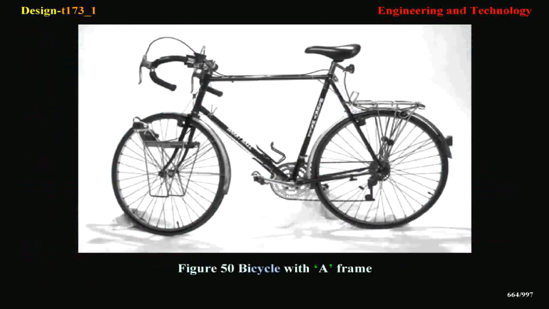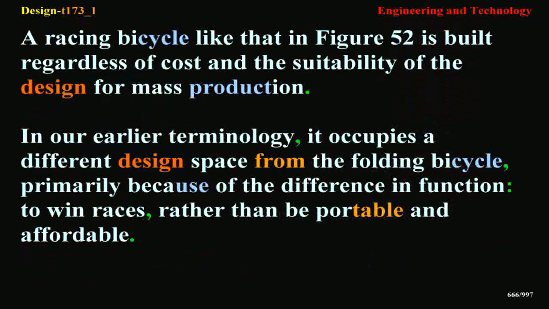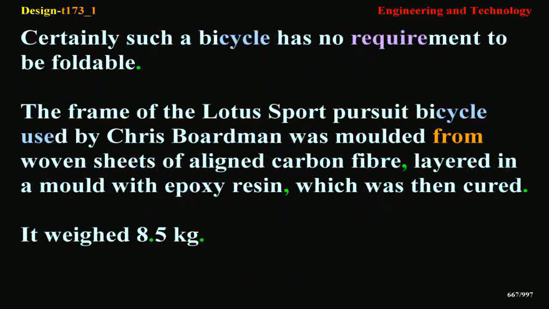Figure 50, bicycle with A-frame. Figure 51, ladies' bicycle. A racing bicycle like that in figure 52 is built regardless of cost and the suitability of the design for mass production. In our earlier terminology, it occupies a different design space from the folding bicycle, primarily because of the difference in function: to win races, rather than be portable and affordable. Certainly such a bicycle has no requirement to be foldable.